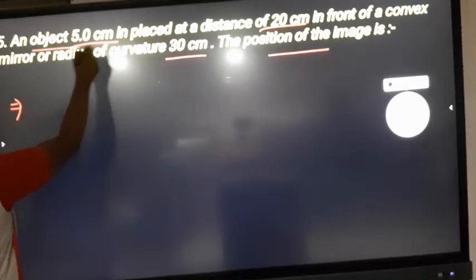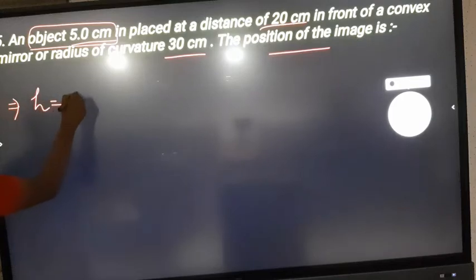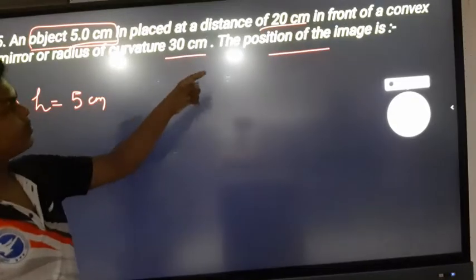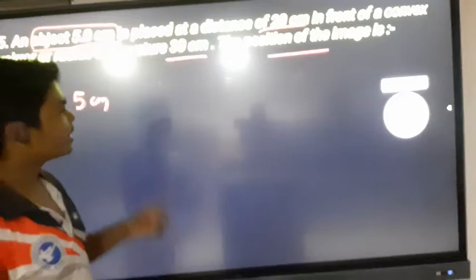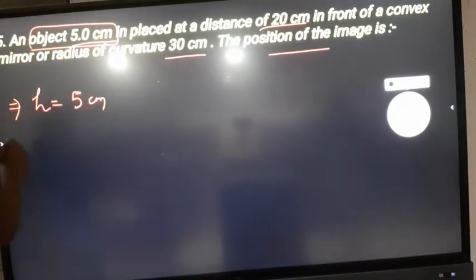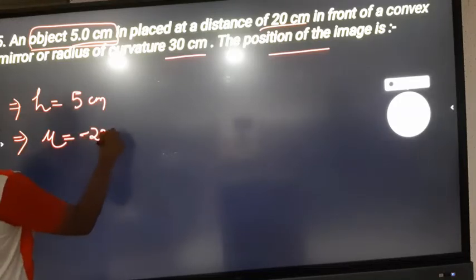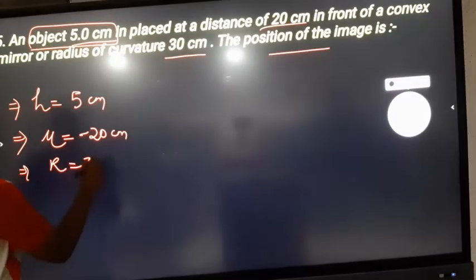So here height of object is 5 centimeter. So height of object is h. So we take h equals to 5 cm. When asking it is placed 20 cm in front of a convex mirror. So it is concave mirror or any mirror, the object distance if it placed in front of mirror, so according to sign convention it will be negative. So here our distance will be minus 20 cm. Then you give a radius of curvature. So radius of curvature is 30 cm.